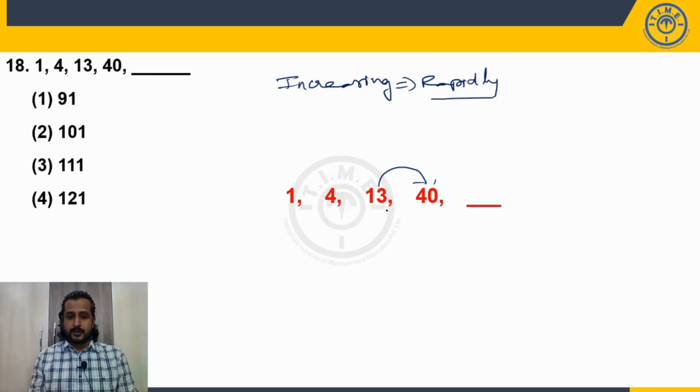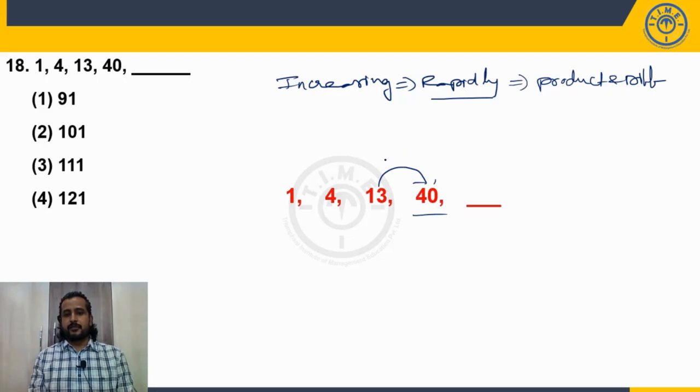So it is increasing rapidly. And is it a proper multiple, 13, 40? No, it is nearer to that multiple, but not a proper multiple. 13 times 3 is 39. But what is given? 40. So it is not an exact multiple. So increasing rapidly, but not an exact multiple. So what is the logic that we are going to apply? Product and difference logic together.